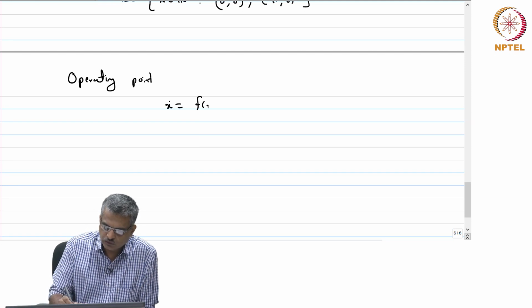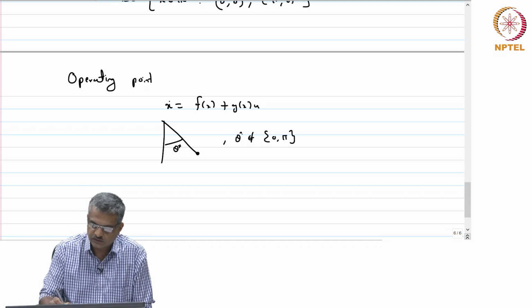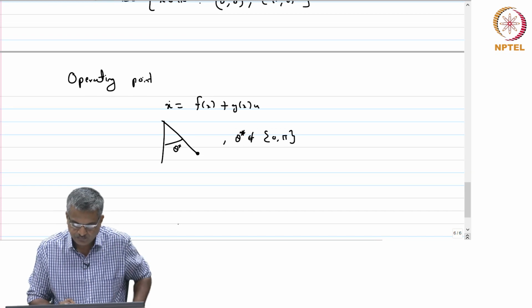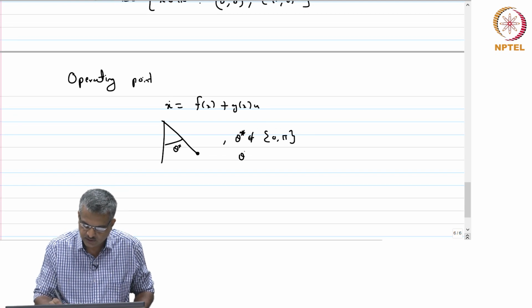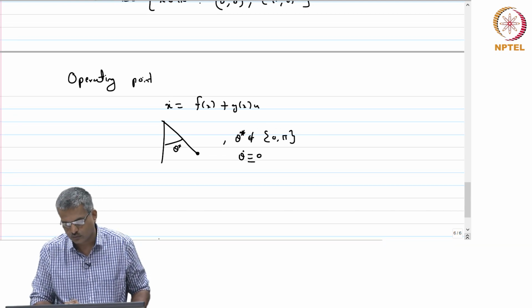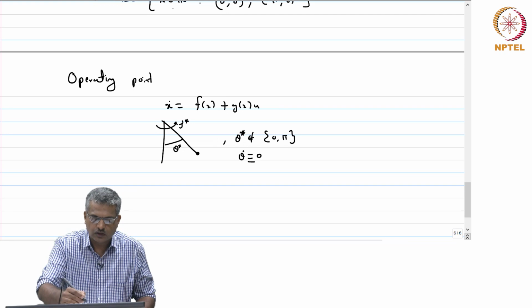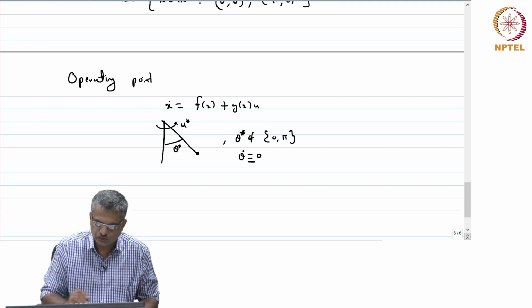We had x dot is equal to f of x plus g of x u. Assume that I want to keep the pendulum at some theta star, where theta star is not equal to 0 and pi, that means I am excluding the equilibrium points. I want to maintain the pendulum at this position, so theta dot is identically equal to 0. Obviously, I will have to apply some tau star, or in our language, since we have replaced tau by u, let us call it u star.